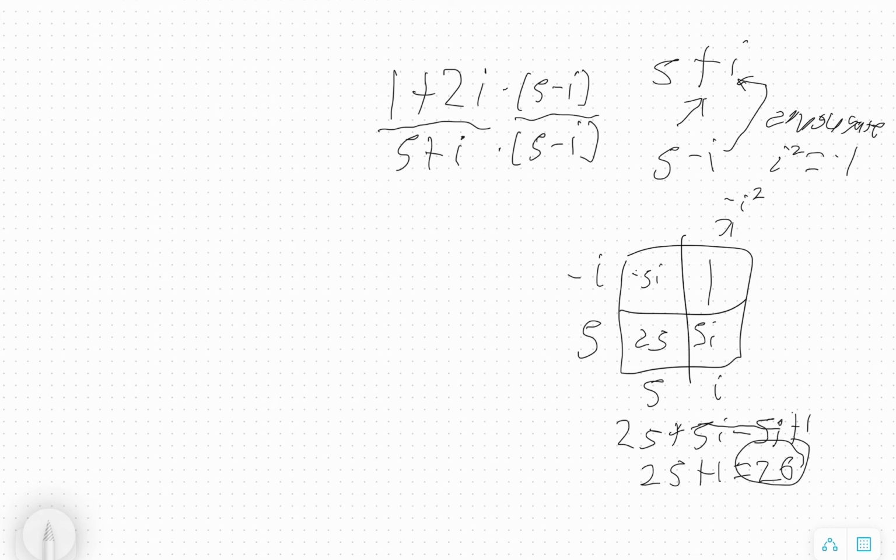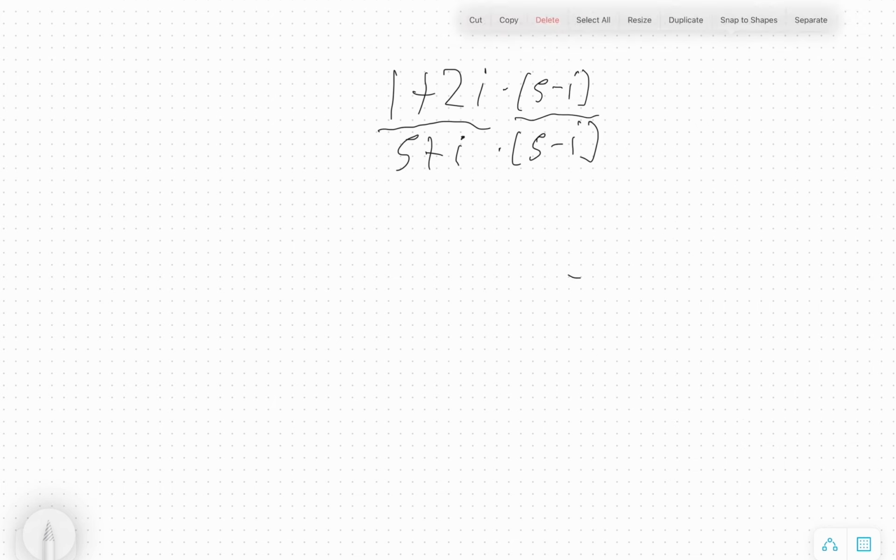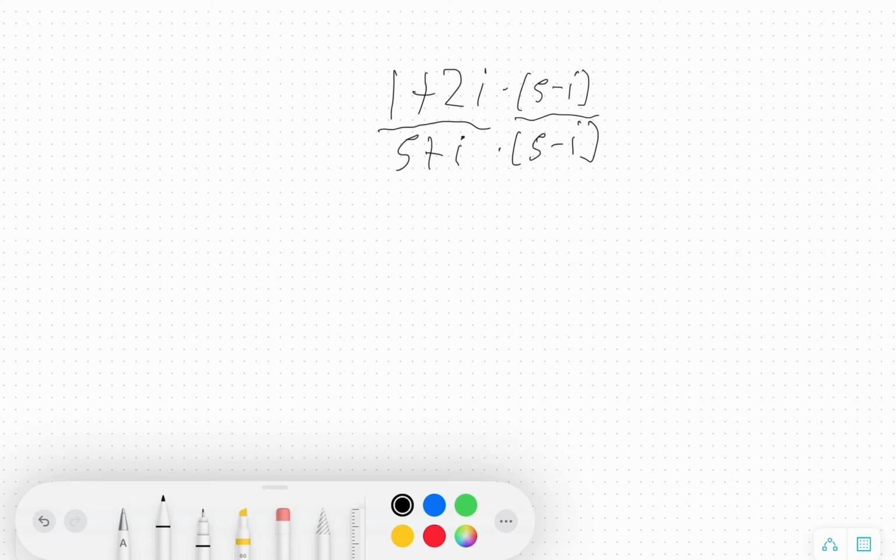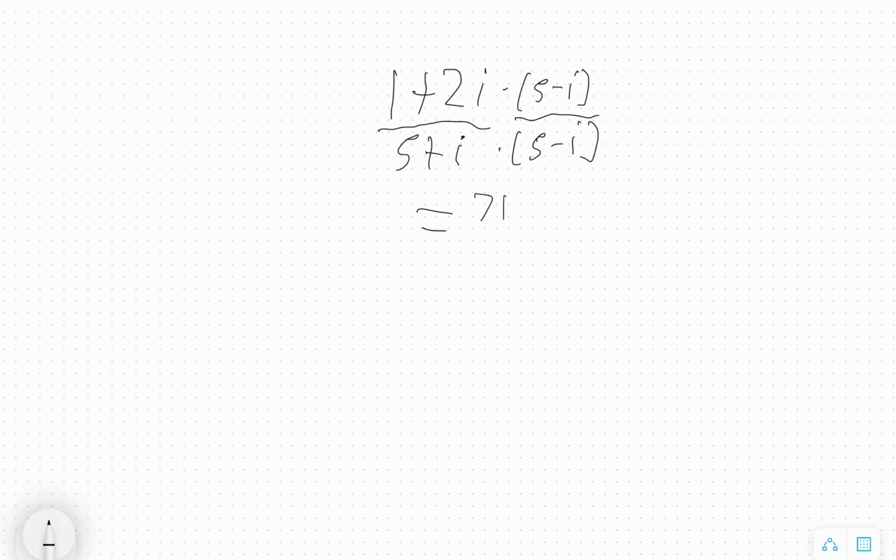So the top is converted to 7 plus 9i, I believe. Yes, 7 plus 9i. And the bottom was 26. So this equals 7 plus 9i over 26, and that's your answer. So you always want a real number at the bottom and a complex number on the top. And this is written in our a plus bi form on the top, so that works out.